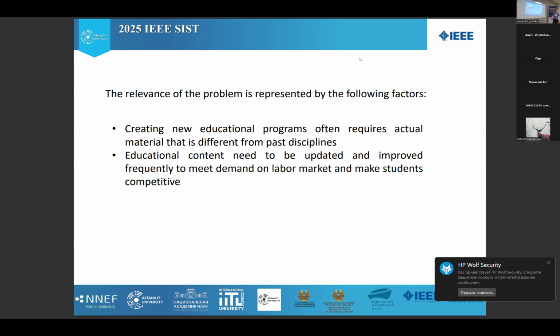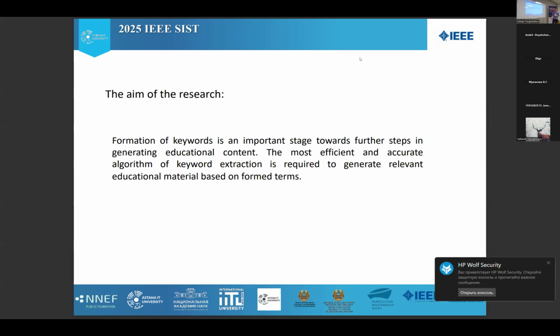And the second one is that in order to meet market demands, since the demand can change all the time on an annual basis, it also requires the material in higher education institutions to be relevant and actual to the current standards. So one of the aims of this research was to identify the keywords that will be used for educational content generation. The content will be created depending on the keywords, and the list of keywords will be formed after processing the data set.